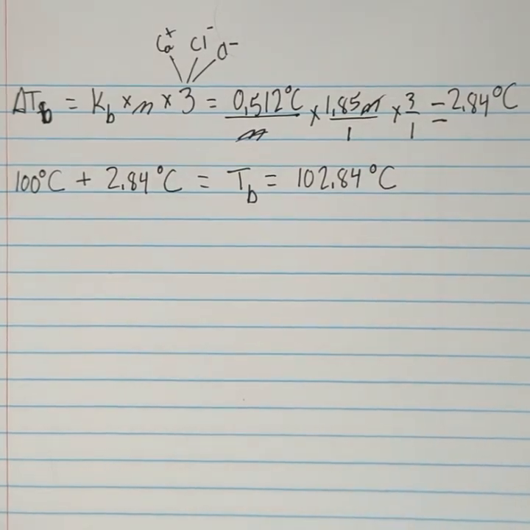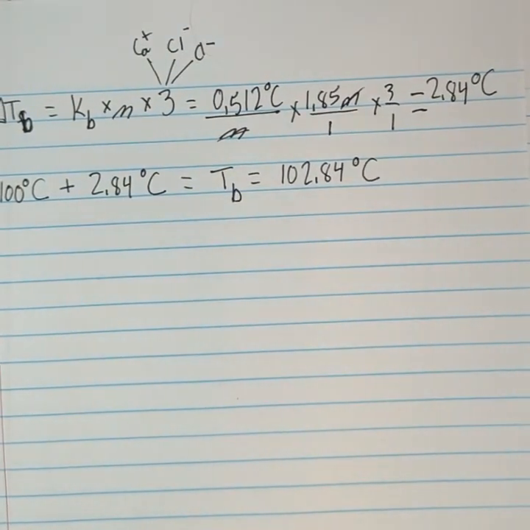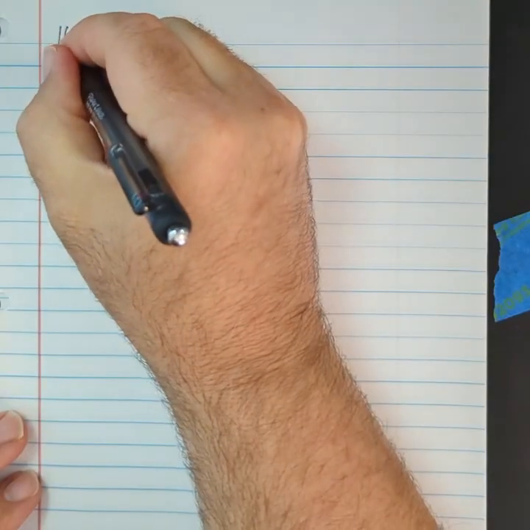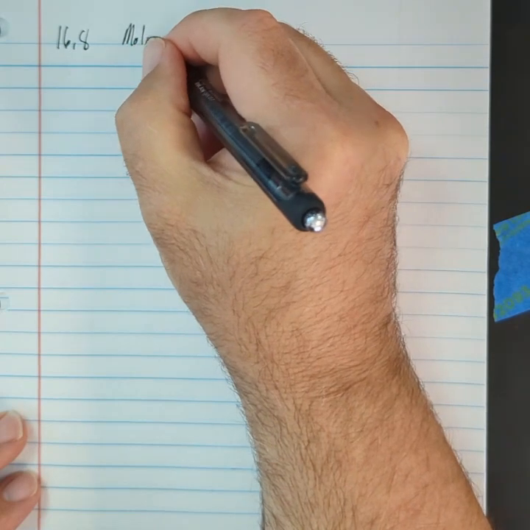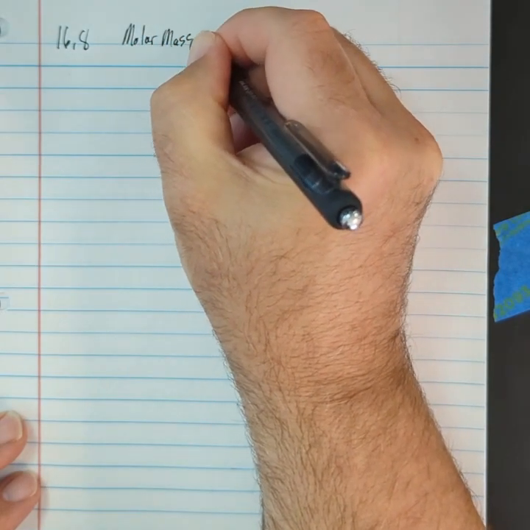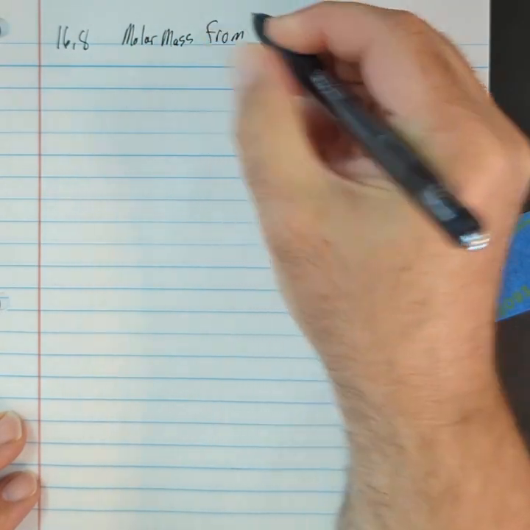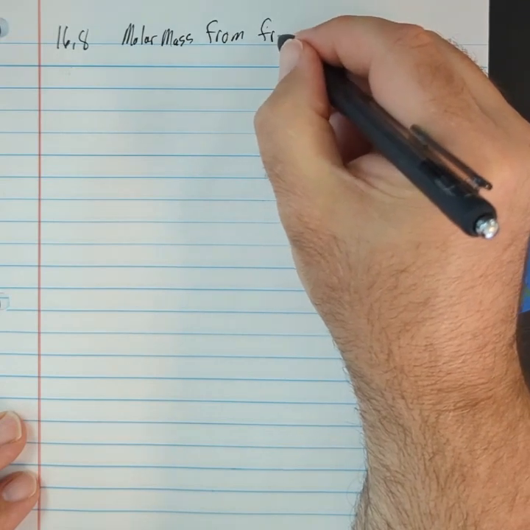So that was 16.7. Now this is 16.8, molar mass from the freezing point depression.